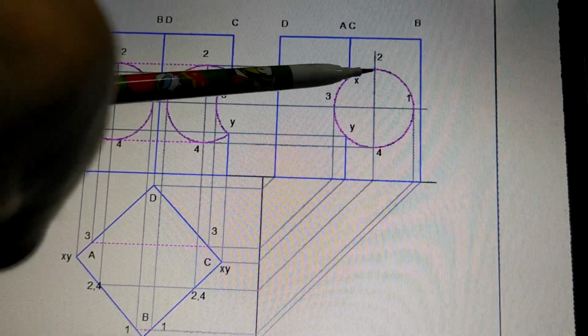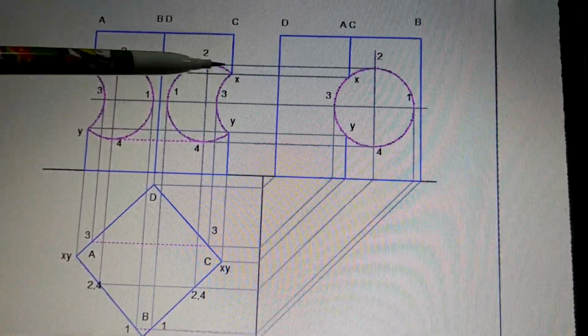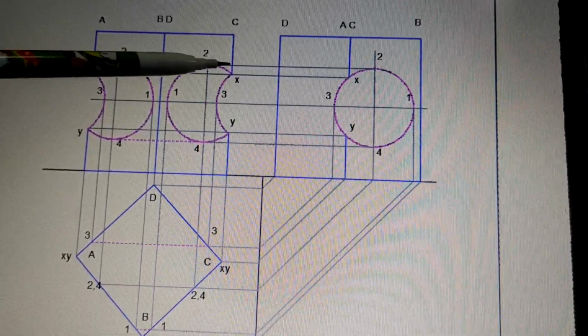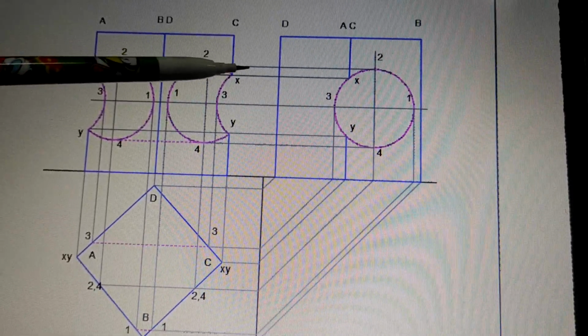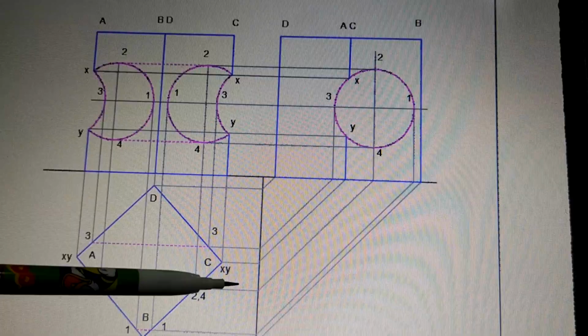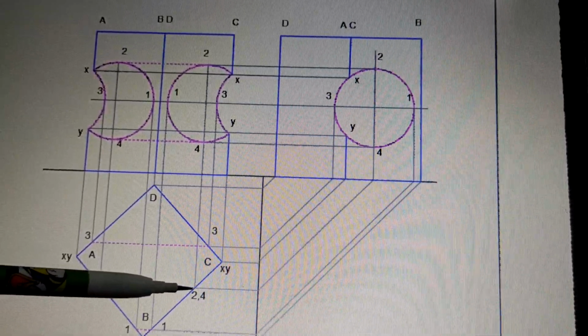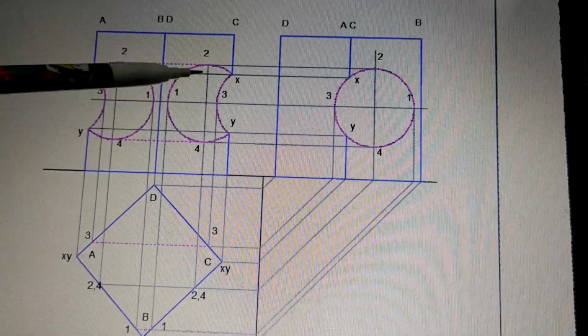Then line number 2, that means the highest point of the cylinder. Now I am talking about a cylinder, not a hole. So this is the highest point on the cylinder. So this is line 2. So if you see here, line 2 will be touching the prism for the first time over here. So that is why it is here.